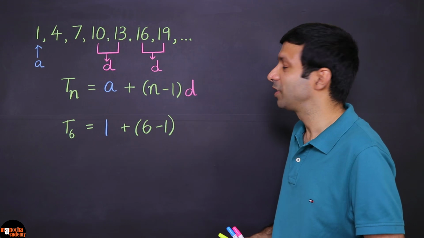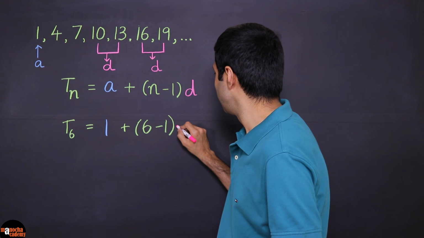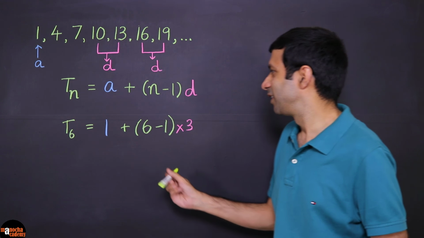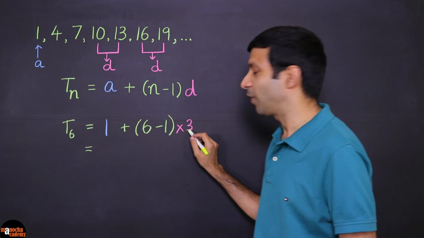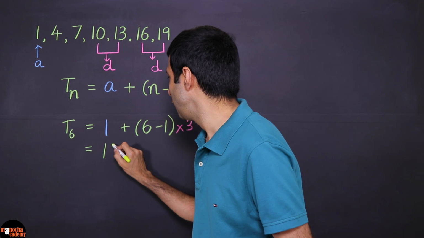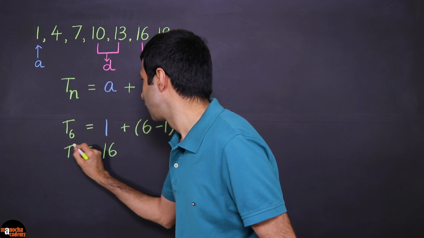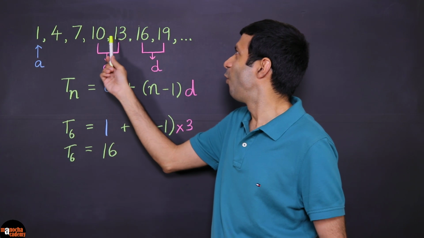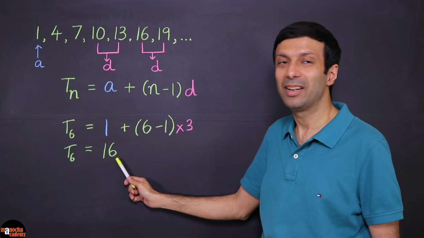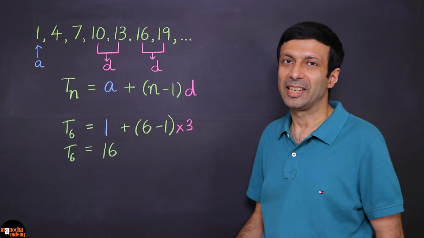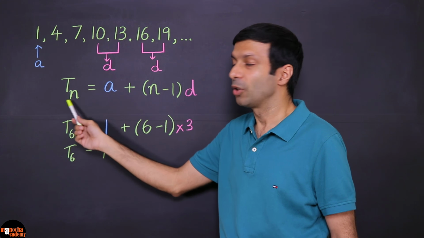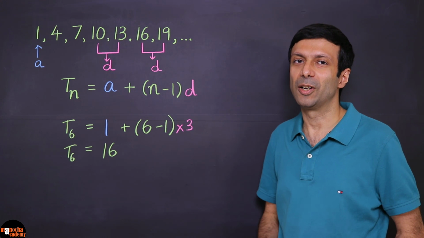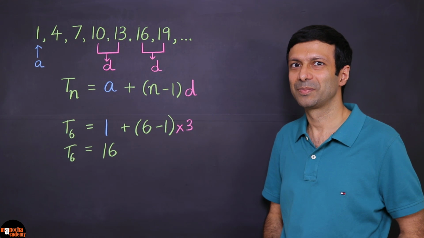And what is the common difference here? As we saw, the common difference was 3. So it's going to be multiplied by 3. And if you calculate this, what do you get? It's going to work out to be 1 plus 5 into 3, 1 plus 15, which is 16. So the 6th term of this AP is 16. And can you see, 1, 2, 3, 4, 5, 6th. So using the formula, we predicted the 6th term. So this formula Tn, or you can write it as An, gives you the expression for finding the nth term in the arithmetic progression.